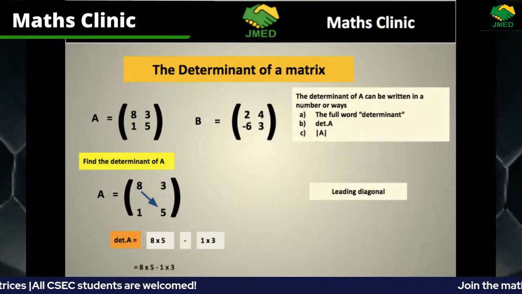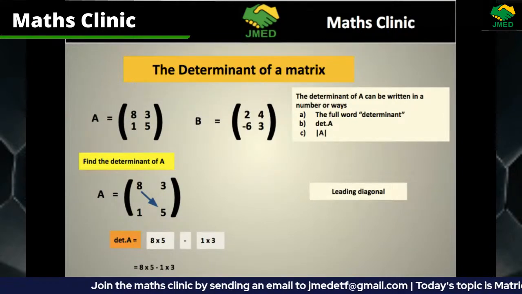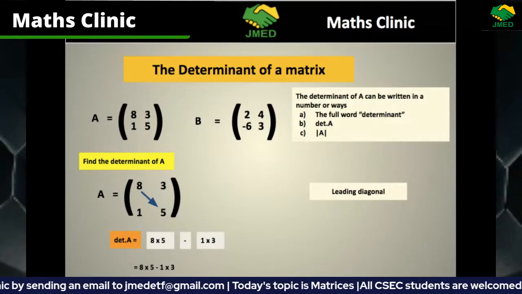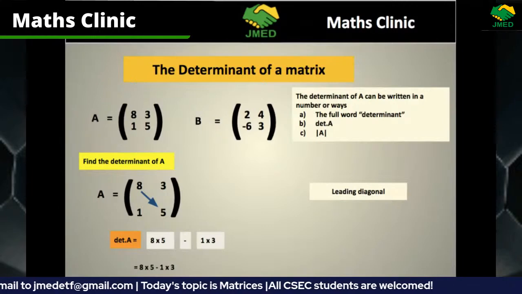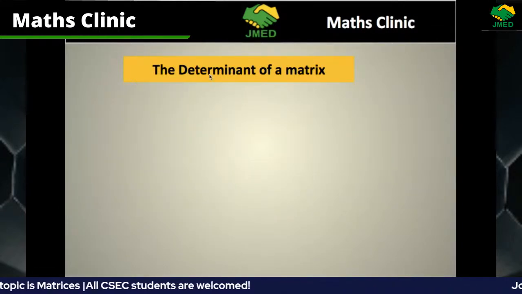So 8 times 5 minus 1 times 3 gives us 40 minus 3. We have 37. The determinant is just a number, and it's done. That's a determinant. It's 37. Question is finished. So if you're doing multiple choice questions, they might throw this in. And as I said, there's other stuff that I'm going to get into very quickly.